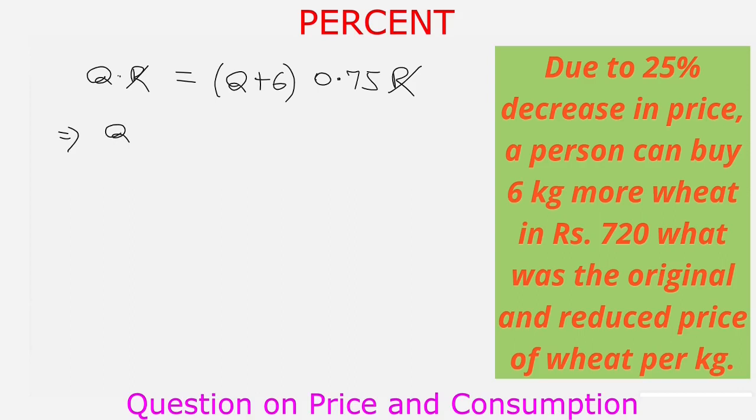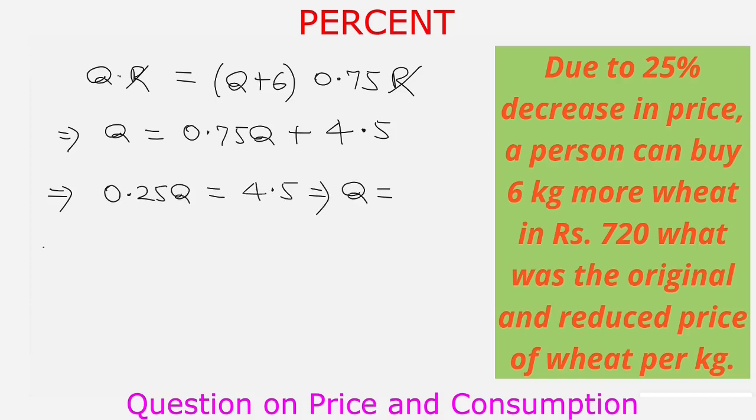This gives Q equal to 0.75 times (Q plus 6), which gives 0.75 Q plus 4.5. On transferring 0.75 Q, we get Q minus 0.75 Q equal to 0.25 Q. This is equal to 4.5. Thus the earlier quantity Q equals 4.5 divided by 0.25. This gives Q equal to 18 kg. On dividing 4.5 by 0.25, we get 18 kg.